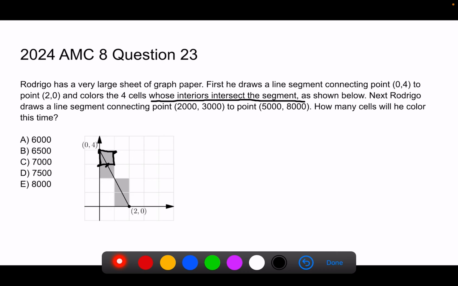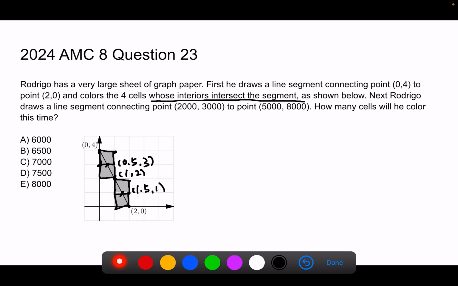Now this line reaches (0.5, 3). 0.5 doesn't matter, you just need to know it's not an integer value. But because you reach this integer value for y, continue moving on, you will color another cell. And then you reach (1, 2). Same thing, you reach integer values for x and y, continue moving on, you will color another cell. And then you reach this point, which is (1.5, 1). Continue on, color another cell. In the end, you have four cells colored.